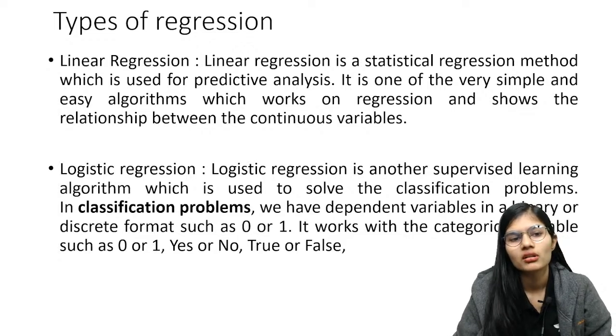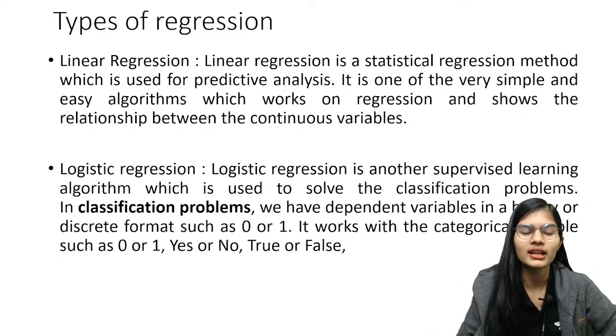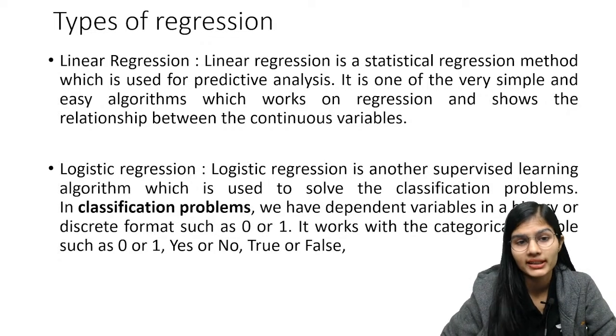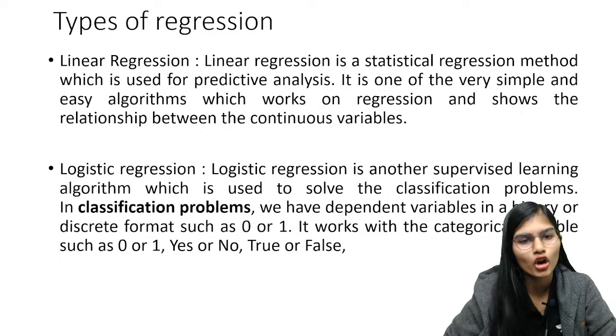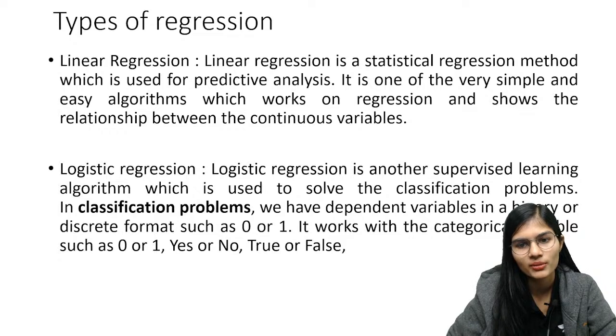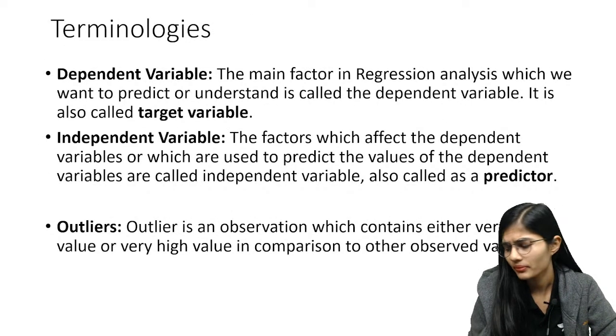Fine. So linear is where you use the statistical regression method, and it is used for predictive analysis. It is one of the very simple and easy algorithms to work with when you have to predict continuous variables. Logistic is when you have to solve classification problems. At that place, you use logistic regression particularly. So you already have the idea of when to use linear and when to use logistic regression.